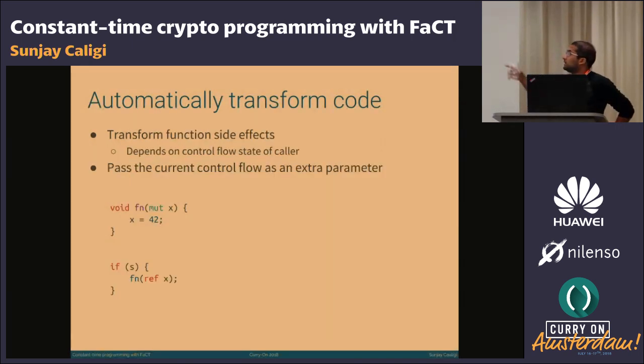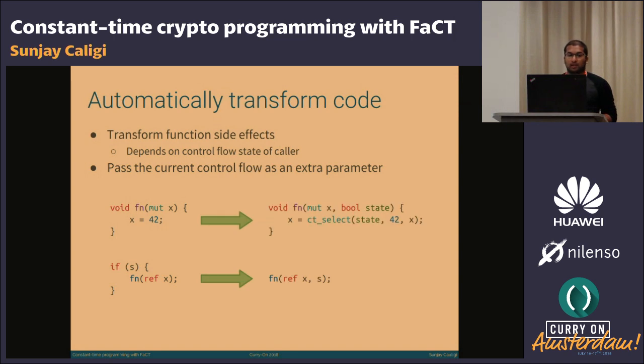And we can do the same thing with, in this case, a function that mutates its parameters. So if it has an output parameter. In this case, this function assigns 42 to X. And we want to have the semantics where if S is true, then when we call this function, X should be updated to 42. But if S is false, then we don't want that to happen. And so what we can do is instrument the function to take an additional parameter, which is the caller state. And we pass that down into the function. So we still capture the same semantics of if S is true, then X will be updated, otherwise it won't. And it all happens in constant time.